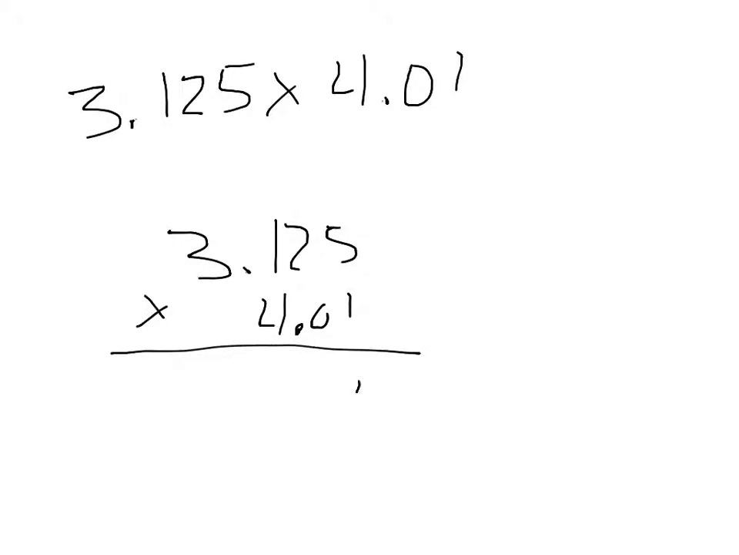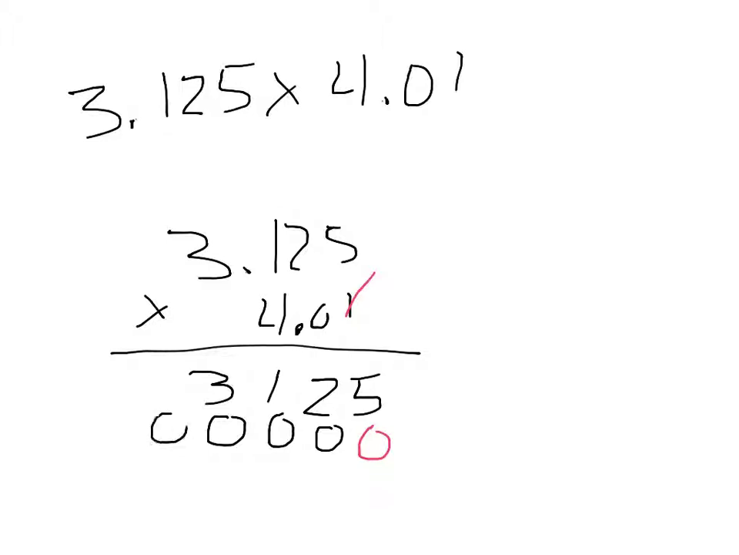1 times 5 is 5, 2 times 1 is 2, 1 times 1 is 1, 1 times 3 is 3. Remember, we're crossing this out and writing the 0. 0 times 5 is 0, 0 times 2 is 0, 0 times 1 is 0, 0 times 3 is 0. Okay, cross it out. Remember, this is the second one, so we had 2 zeros here. And then keep going.